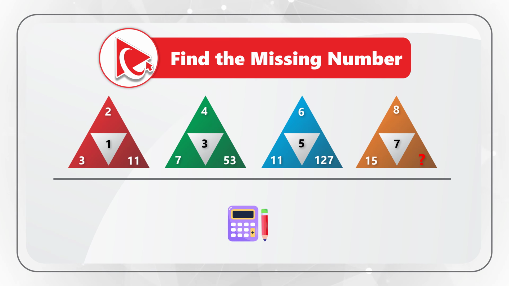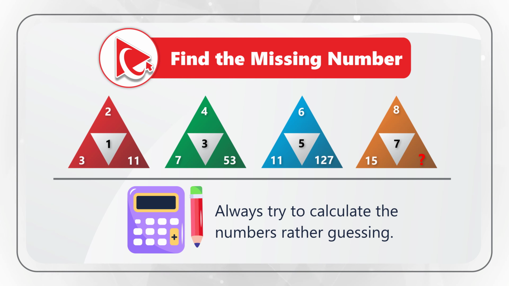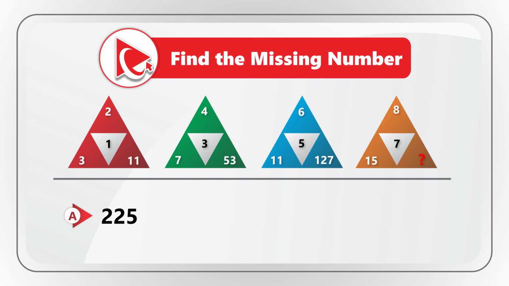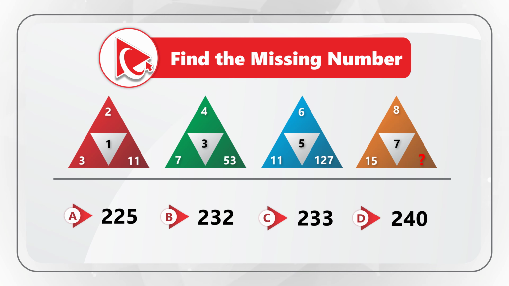One tip for you is that you do not need to guess the number, but rather you need to calculate it. And you need to select the calculated number out of 4 different choices. Choice A, 225. Choice B, 232. Choice C, 233. And then last but not least, choice D, 240. Take a close look to see if you can solve this challenge.